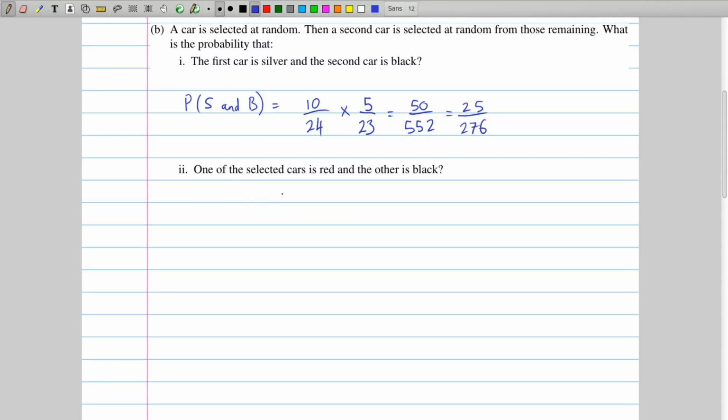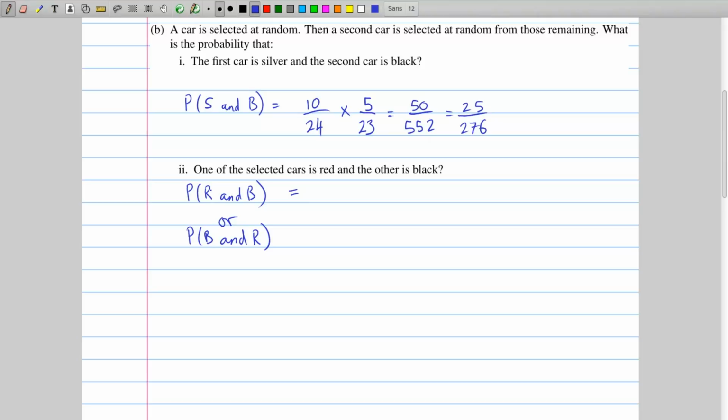Part 2 of this question changes things around a little bit. This time we don't necessarily know what order the cars have to be selected. All we know is in the end we have 1 red car and 1 black car. There's actually 2 ways that this can happen. You can get a red car and then a black car, or you could get a black car and then a red car. Both of those will fulfill the criteria in this question. So let's work out each of these.